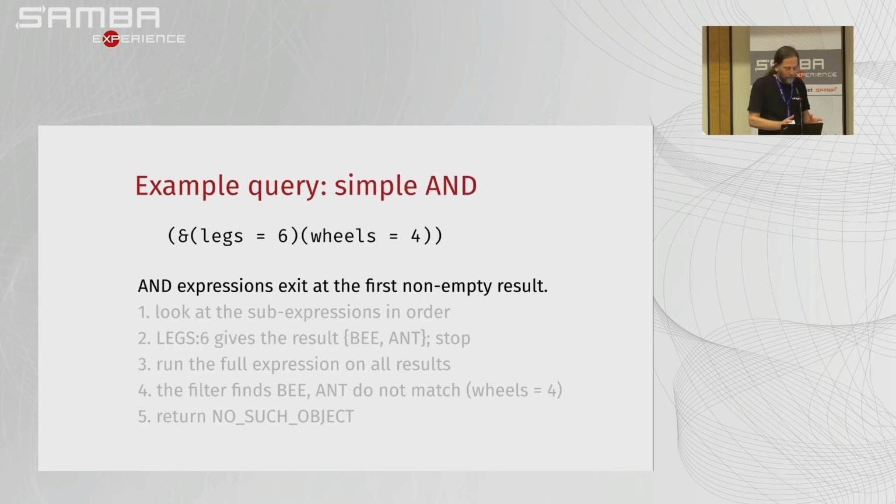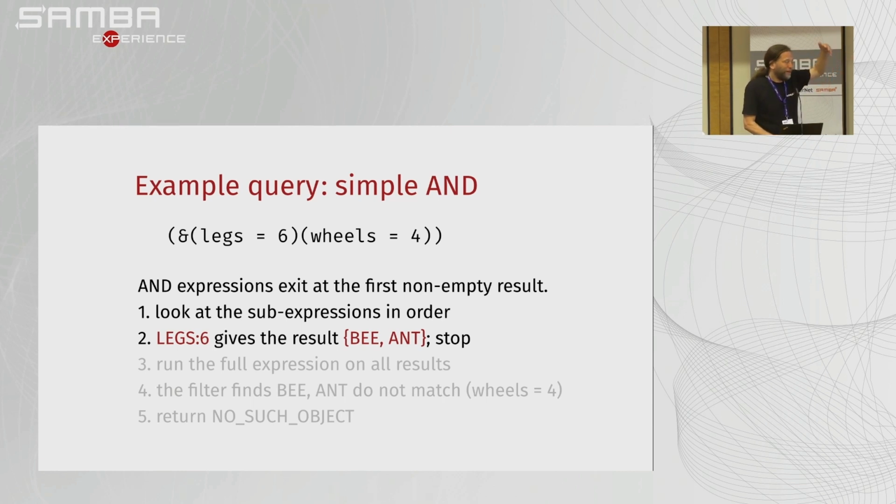Now, with an AND, there's an optimization. What you do is you look at each sub-expression in order, but it actually looks at equality. It tries to find equality sub-expressions first. Okay, so it looks at each sub-expression in order, and it finds legs equals 6. It finds 2 things, and at that point it stops. It says, well, this is enough. I've narrowed it down to a superset of what it could possibly be.